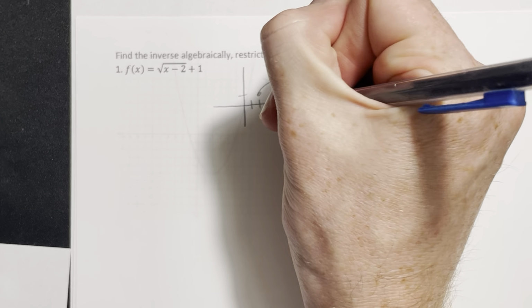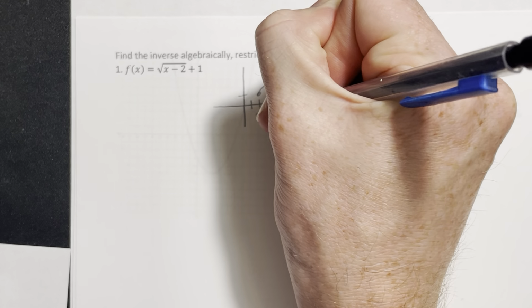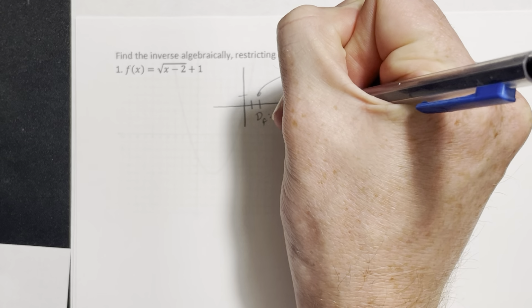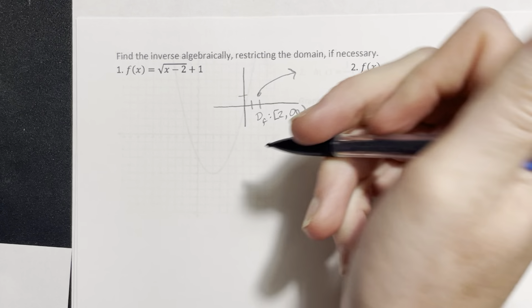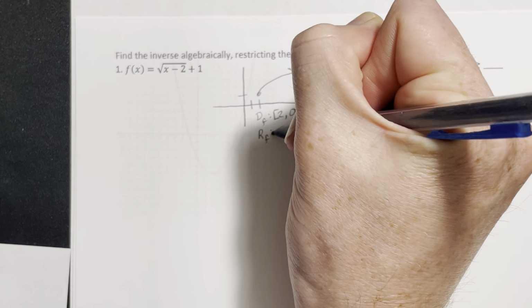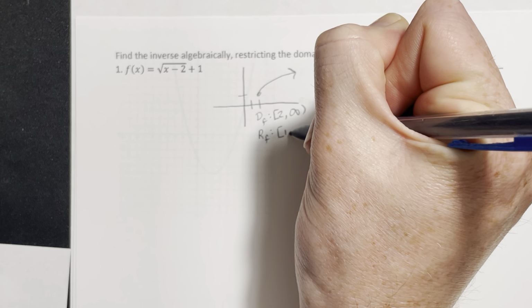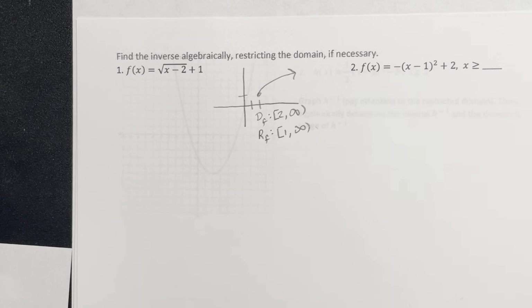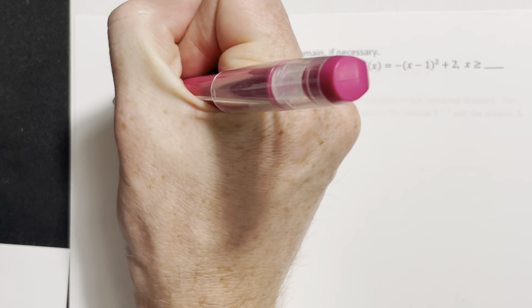So the domain of f would be 2 to infinity. The range of f would be 1 to infinity. We want to find the inverse algebraically this time. And when we were doing that earlier, we would swap our inputs and outputs. So we're going to swap our x and y.